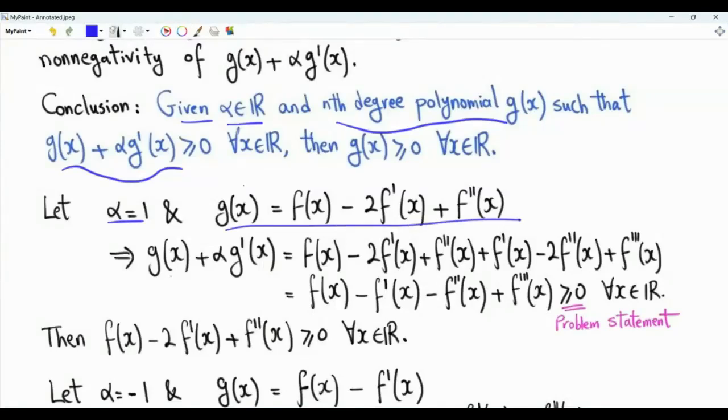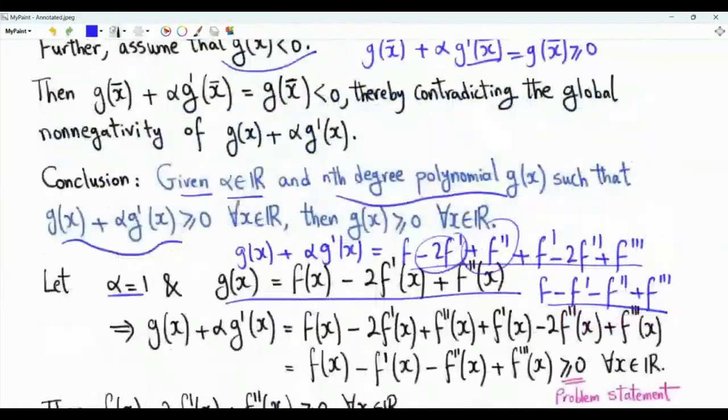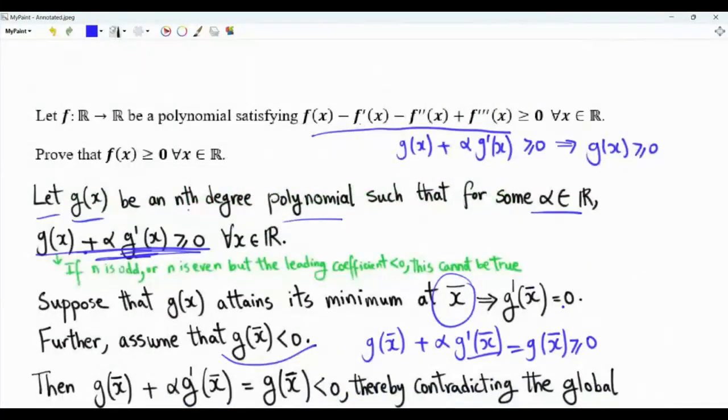If this is function g, what is the function g of x plus alpha g prime of x? This is f minus 2 f prime plus f double prime, that's g. Alpha is equal to 1, then we need to differentiate. F becomes f prime, minus 2 f prime becomes minus 2 f double prime, and f double prime becomes the third derivative. If we simplify, we have f minus 2 f prime plus f prime, that's minus f prime, plus f double prime minus 2 f double prime, that's minus f double prime, and then we have the third derivative. This is exactly the left-hand side of the given inequality. It is given that this is non-negative.